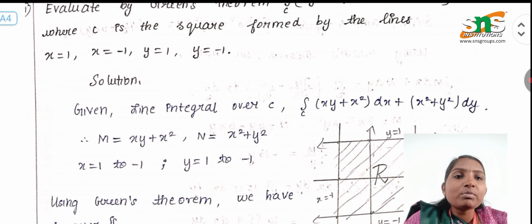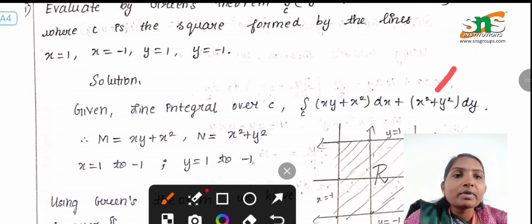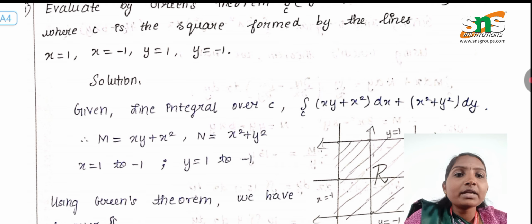Here we have the problem as the integral over C of (xy plus x square) dx plus (x square plus y square) dy. What will be the m and n? M is nothing but xy plus x square. What will be n? It is x square plus y square. These are your m and n's. How will be the limits of the function? X is equal to 1 to minus 1 and y is equal to 1 to minus 1.